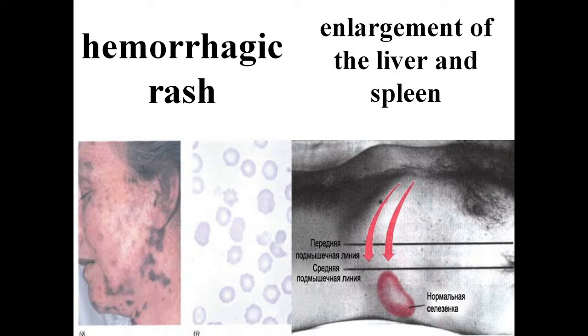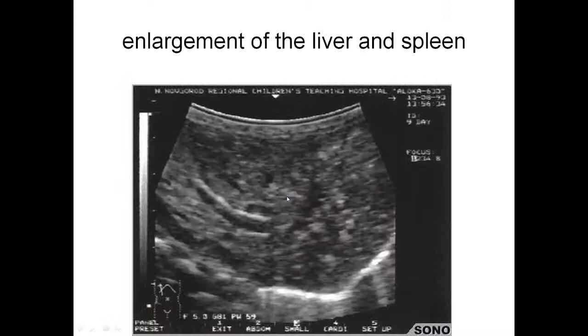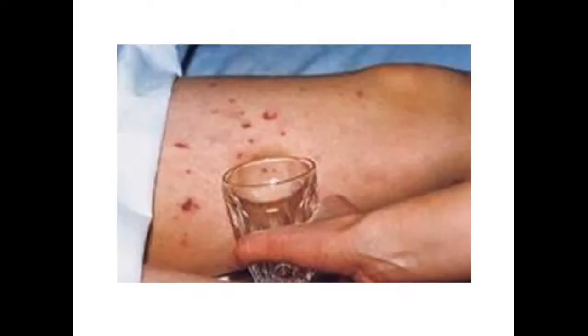Students, now you can see the additional signs of sepsis. In the first pictures, you can see the hemorrhagic rash on the skin and enlargement of the liver and spleen. You can see the enlarged spleen here, and on ultrasound research, enlargement of the liver and spleen. These are important signs of sepsis.